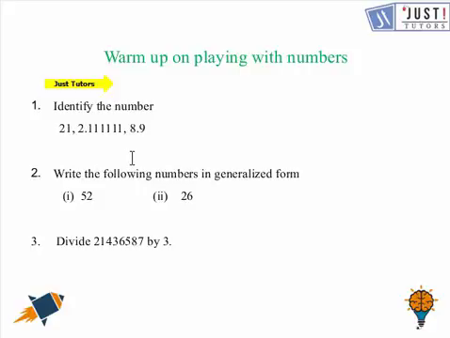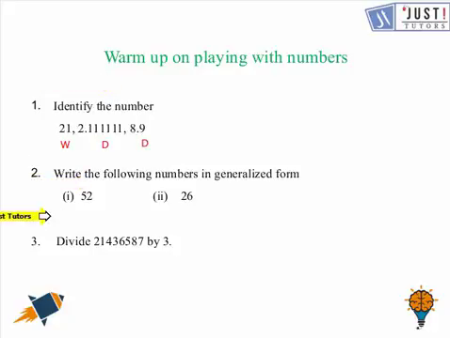Question number 1. Identify the numbers. So the first number is 21, which is a whole number, and the next number is 2.11111, which is a decimal number, of course, though this is a recurring decimal. And the next number is 8.9, which is again a decimal number.